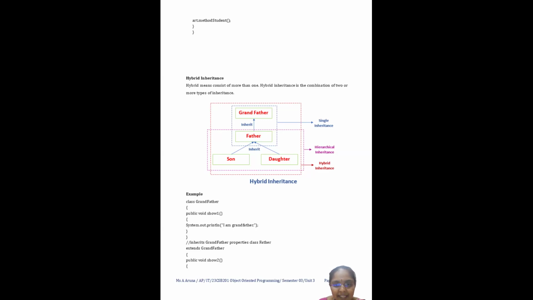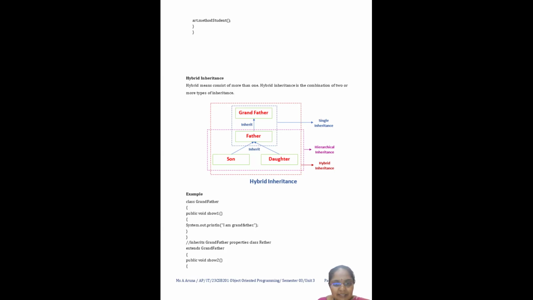The relationship between grandfather and father is a single inheritance. Father, son, and daughter is a hierarchical inheritance. Through the son, I can access the grandfather. Through the daughter, I can access the grandfather. The daughter can access the father, the son can access the father, but the daughter cannot share the properties of the son, and the son cannot share the properties of the daughter. This is possible in hybrid inheritance. So in general, if more than one type of inheritance is possible under a single structure, it is called hybrid inheritance.